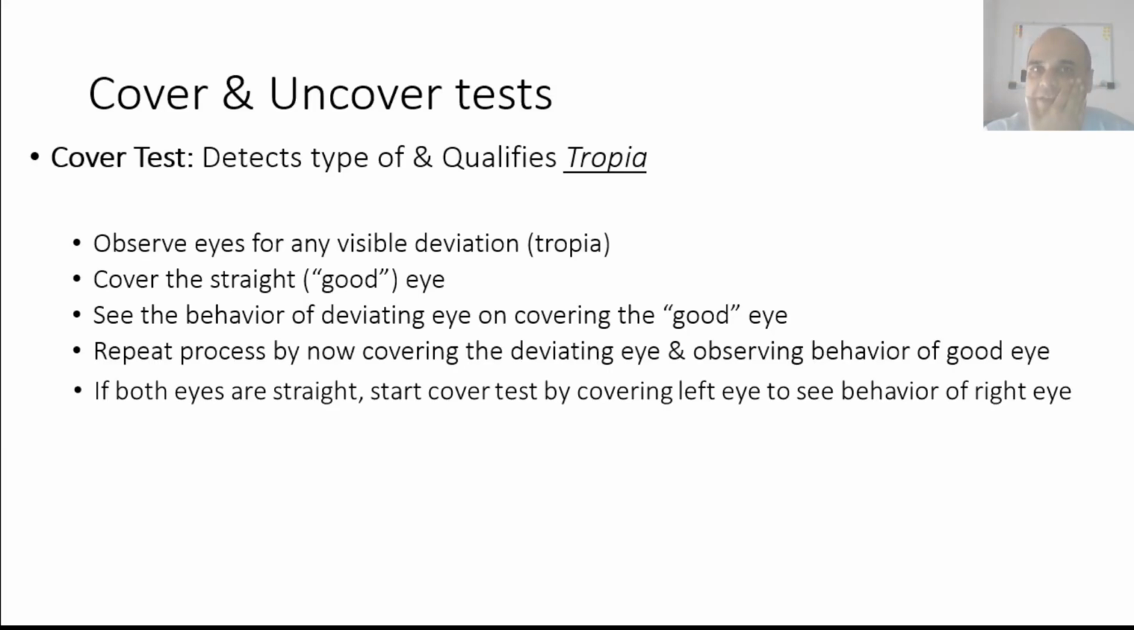If you're properly covering the eye, the patient is gazing or looking properly, and your eyes are also looking properly towards the patient. Once you have done this for one eye, you do this for the other eye. If both eyes were straight, start by covering the left eye, do the right eye first, then cover the right eye to do the left eye second. If you see an obvious deviation, cover the good eye or the straight eye, see what the other eye does, and then repeat for the other eye.